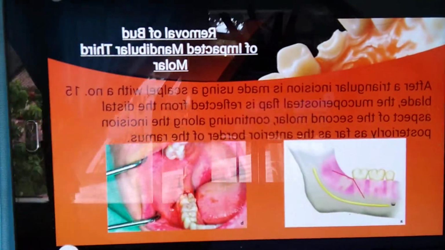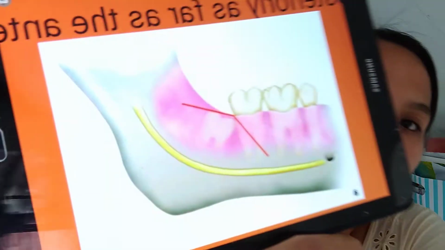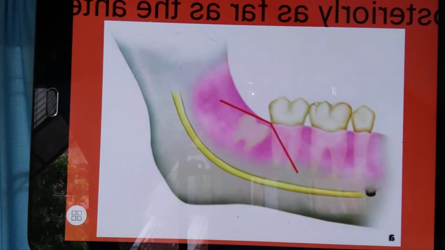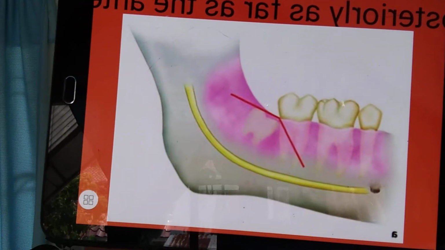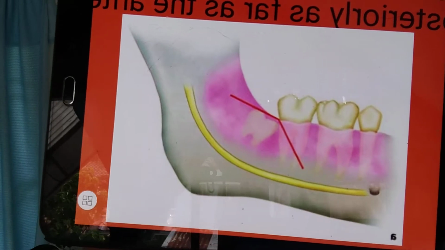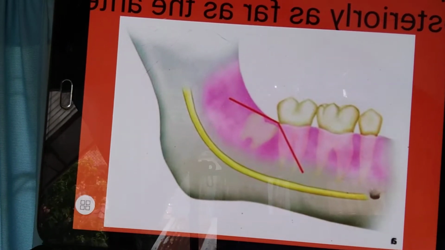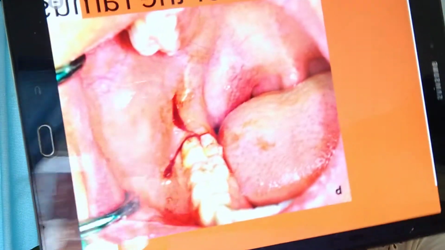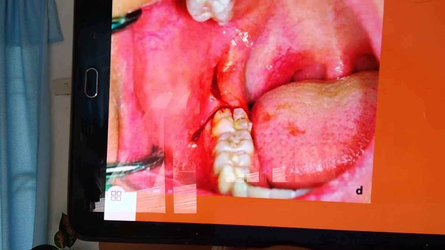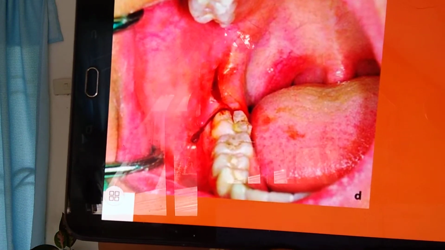So the first one is, of course, we are going to make an incision, and for this type of situation or case rather, a triangular incision is made using a scalpel with a number 15 blade. The mucoperiosteal flap is reflected from the distal aspect of the second molar. Let's see the clinical photograph, this one. Continuing along the incision posteriorly as far as the anterior border of the ramus.